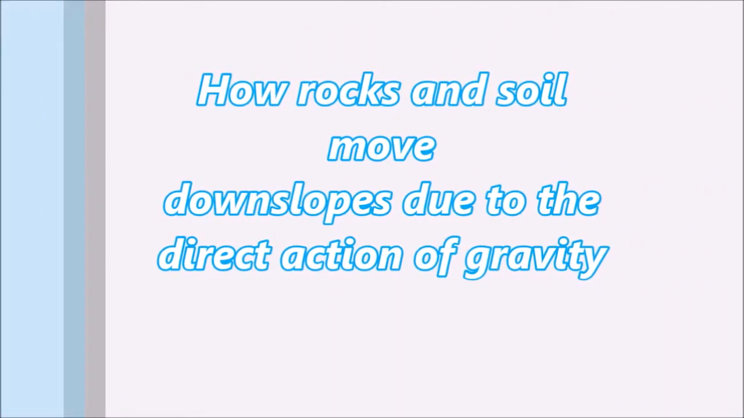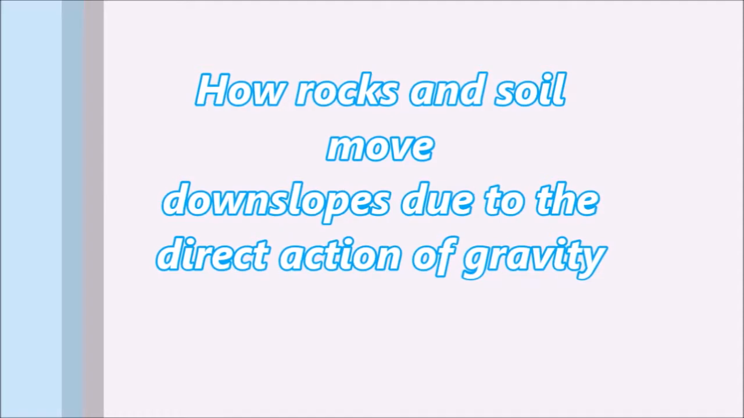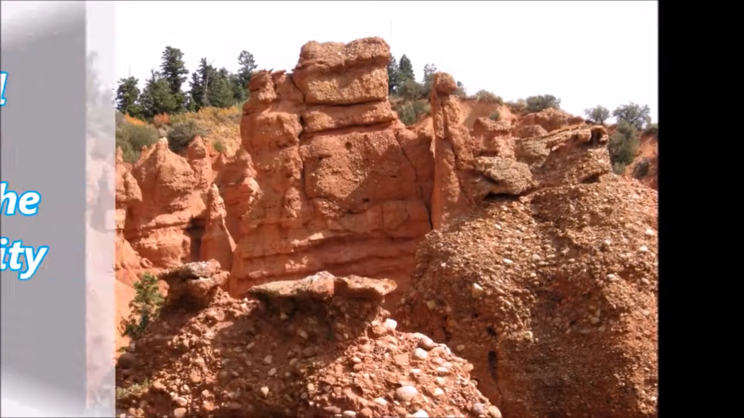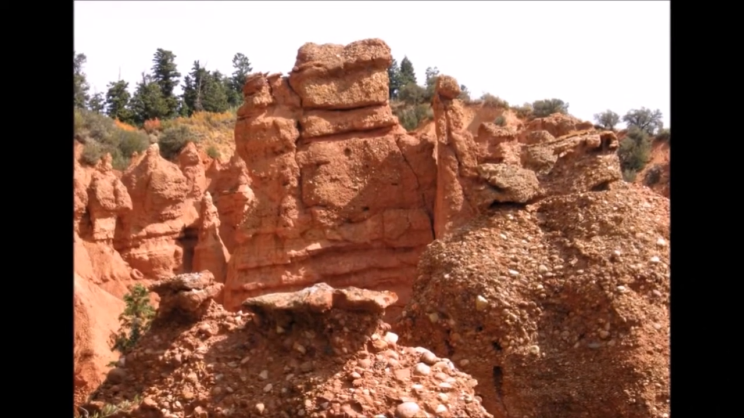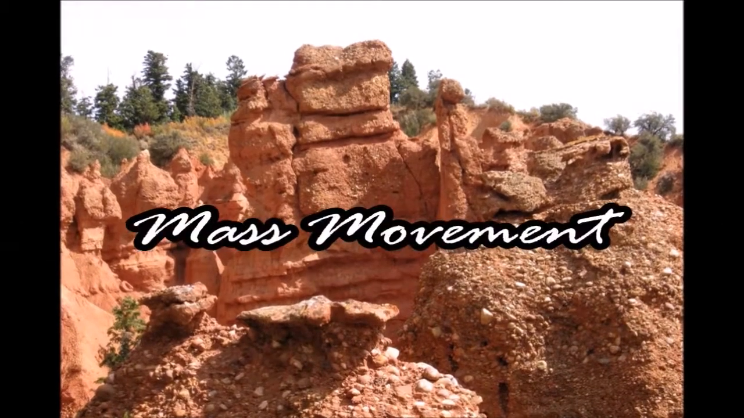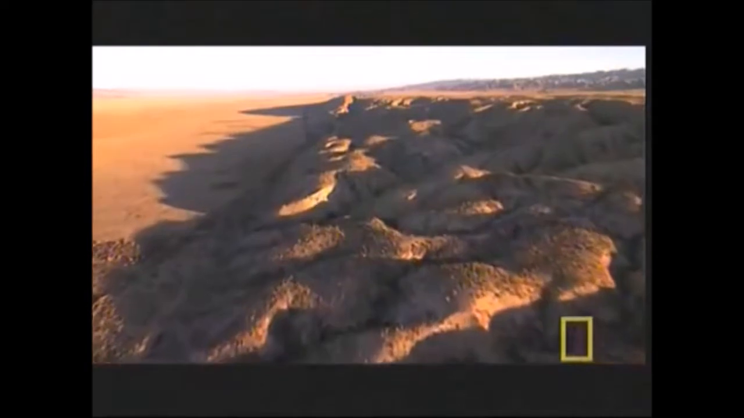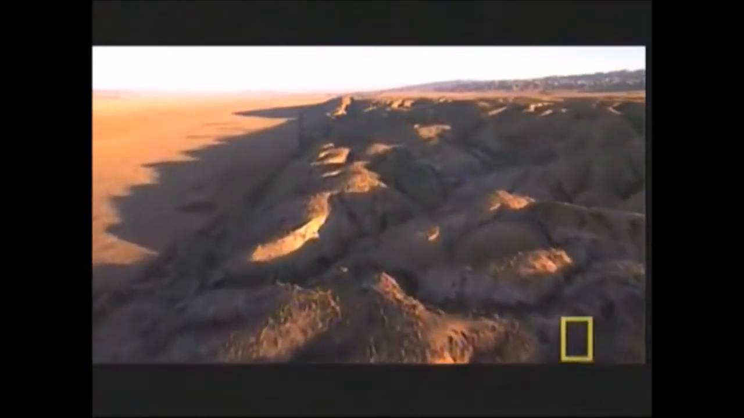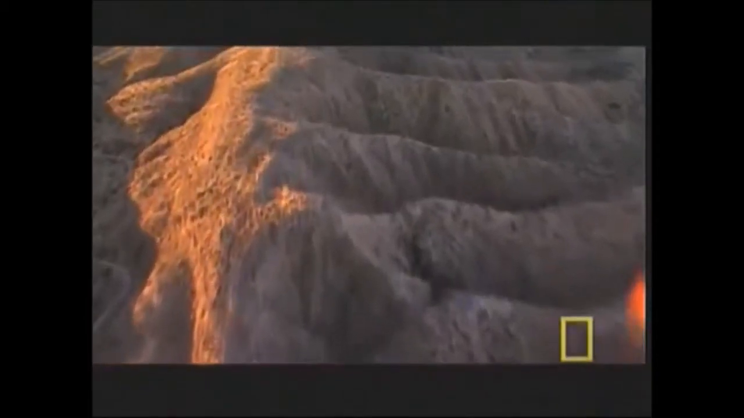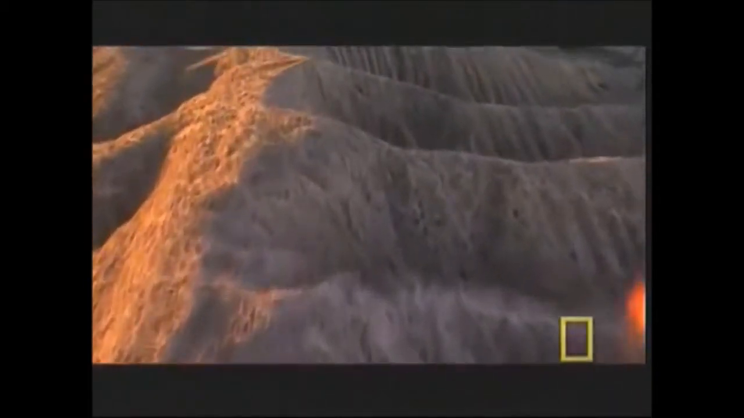How rocks and soil move downslope due to the direct action of gravity. Downslope movement of rock or soil by the force of gravity is called mass movement. Mass movement is one of the most common ways by which the surface of the earth is shaped over time. These mass movements may be very rapid or imperceptibly slow.